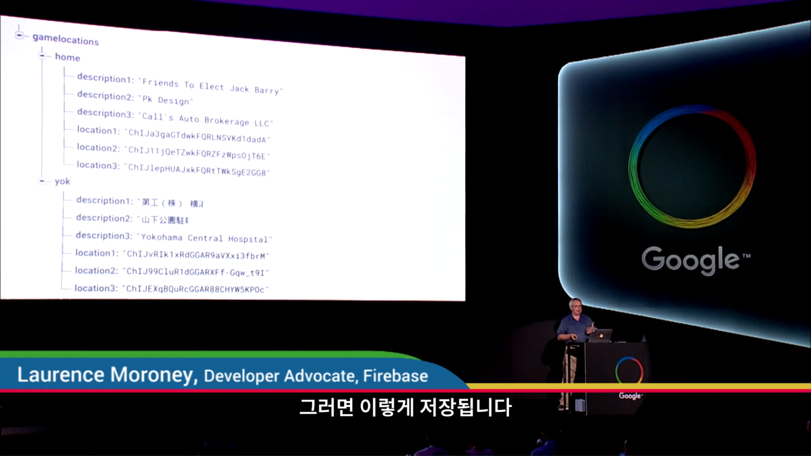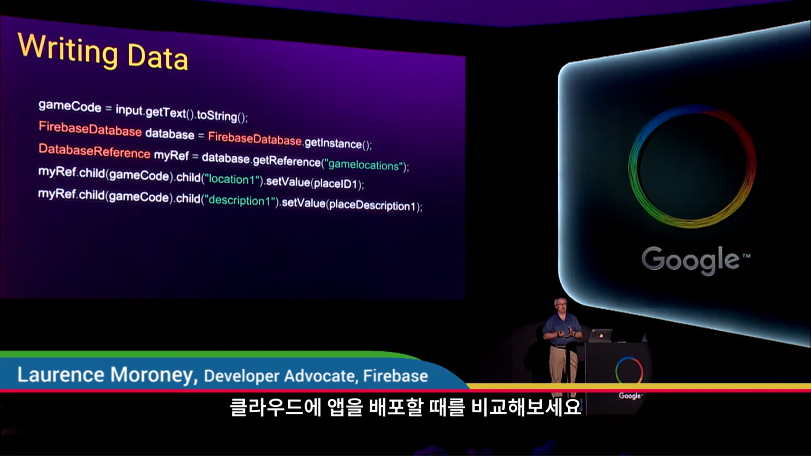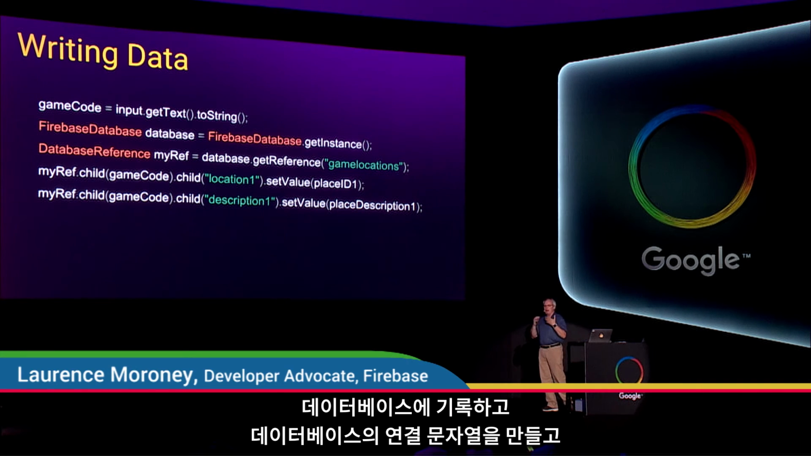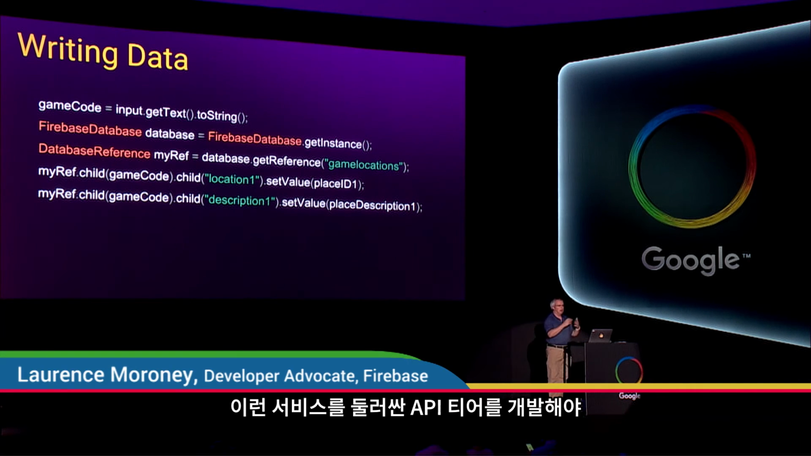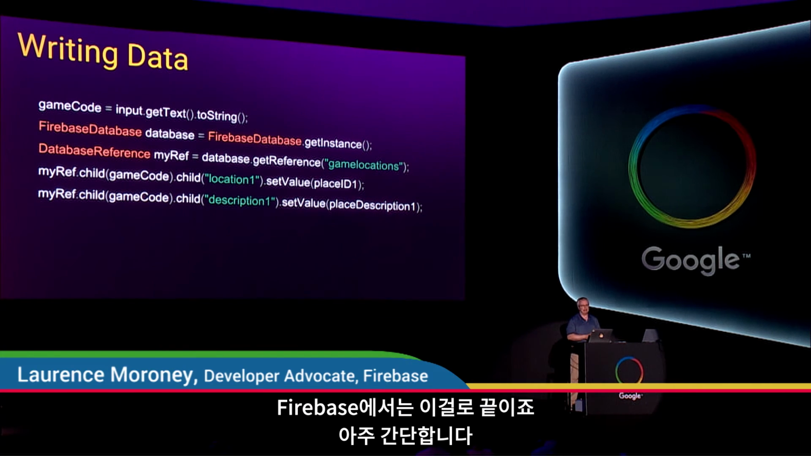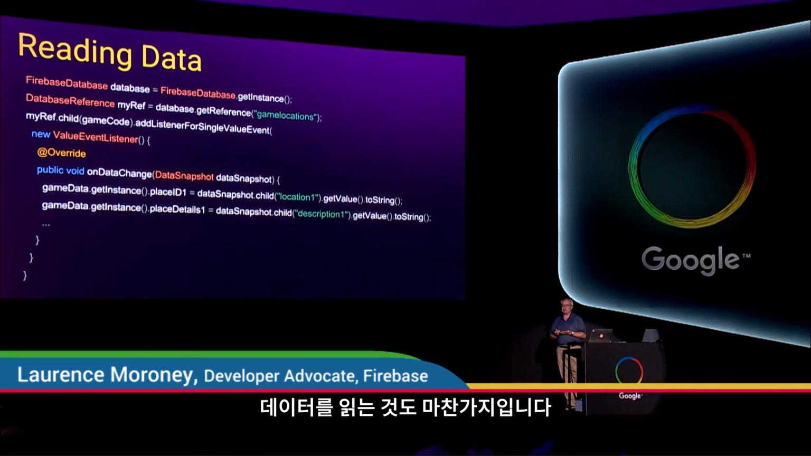And then you end up getting something like this stored for you with code that was as easy as this. So compare that to what you would have to do, even if it was in the cloud, in building something running on the service tier, writing to the database, connection strings for the database, and then an API tier surrounding that so that your mobile application can consume that over the web. This is all I had to do instead. Very, very simple. Reading data is just the same.